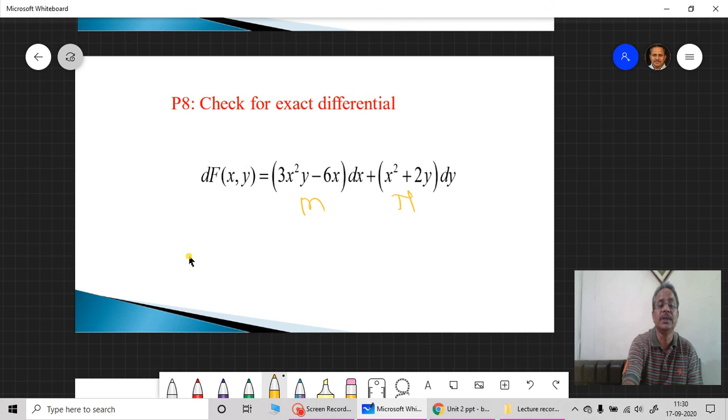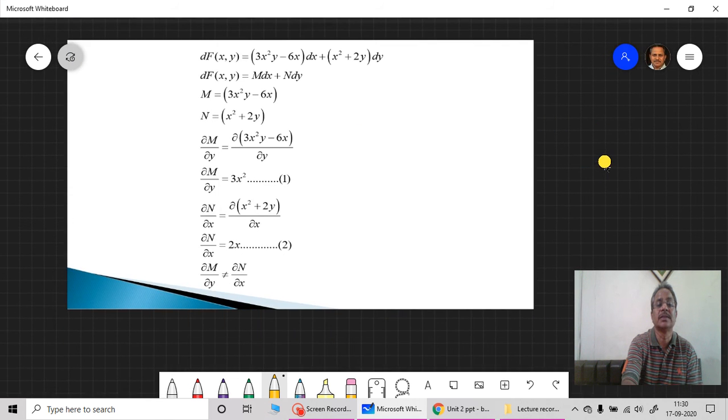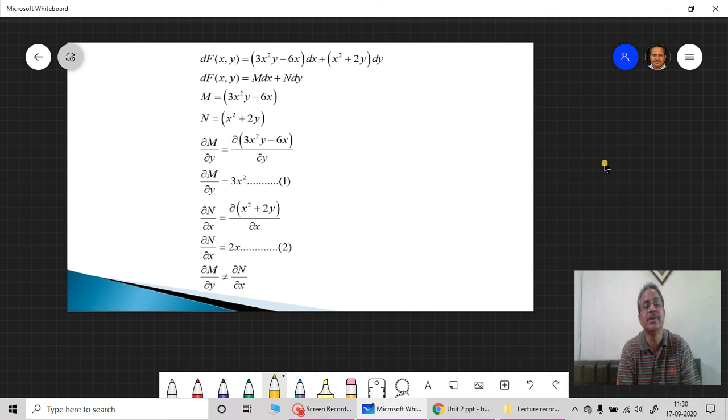So again, differentiate this M with respect to y and N with respect to x, and let's check what is there. M is 3x square y minus 6x, N is equal to x square plus 2y. The partial derivative of M with respect to y gives 3x square, since only the first term is a function of y. Similarly, the partial derivative of N with respect to x gives twice x.